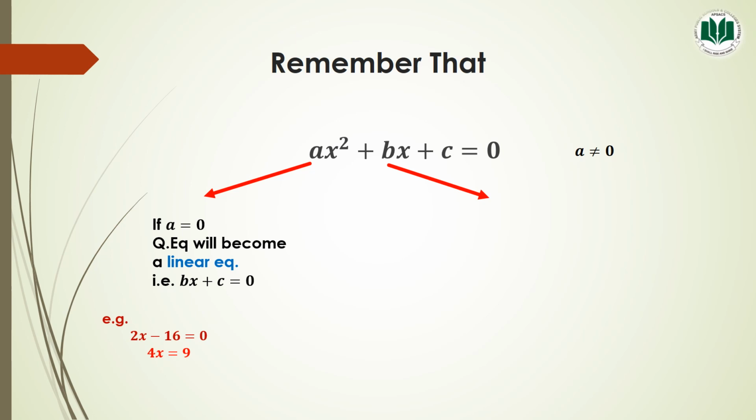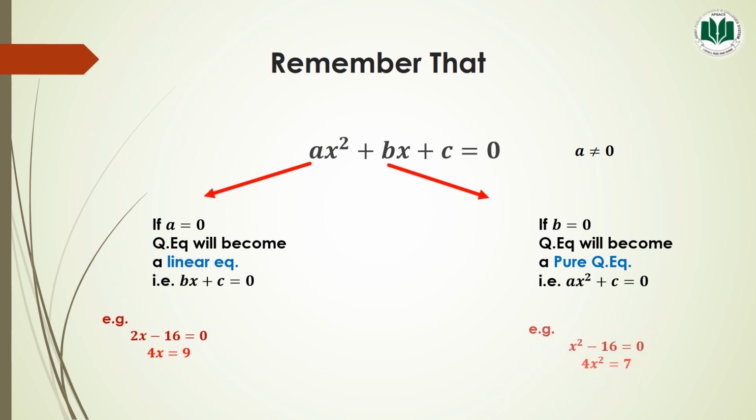Also, if b is equals to 0, then what will happen? And what is b, by the way? B is the coefficient of the middle term, or b is the coefficient of the linear term. If b is equals to 0, then this equation will become a pure quadratic equation, because the linear term has been eliminated. For example, in these two equations, x square minus 16 is equals to 0 and 4x square is equals to 7 are pure quadratic equations because there is no linear terms in these equations. And here first equation, x square minus 16 is equals to 0 is in the standard form, while 4x square is equals to 7 is not.